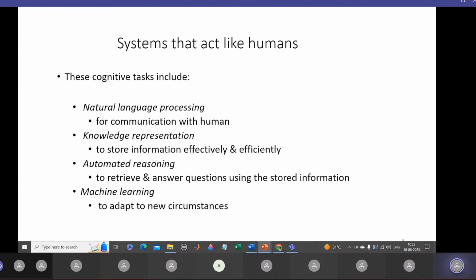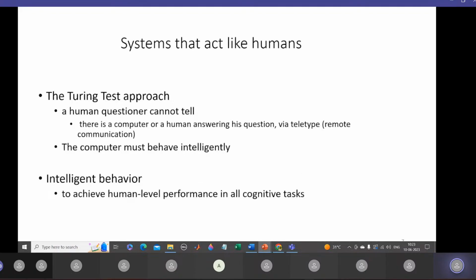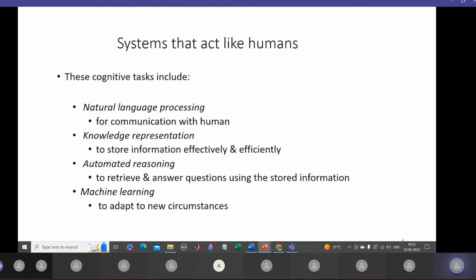So what are those cognitive tasks? Because we are saying here, it has to achieve the human level performance in all your cognitive tasks. Only then you can say the system is intelligent. So what are those cognitive tasks? It could be natural language processing, when they want to communicate with human beings. Then knowledge representation, and then automated reasoning and machine learning.